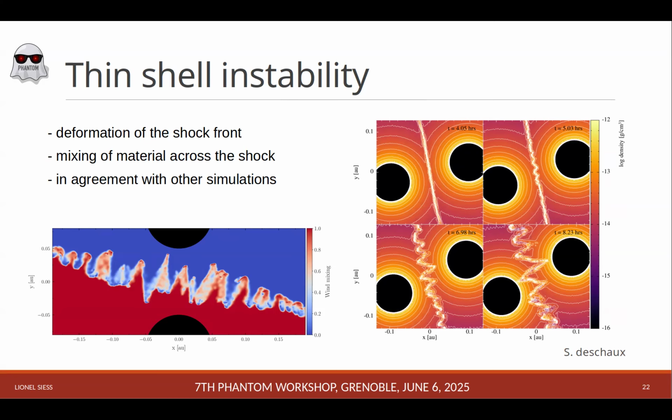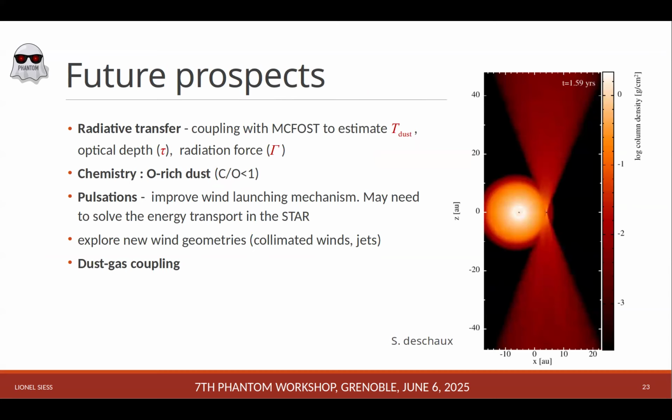What we did also is to analyze the mixing of that interface. Here we color in red the wind particles from the bottom sink, and in blue the wind particles from the top sink. So you can see in that region the diffusion, the mixing of composition between the two stars. Okay. So that's what we've done so far.